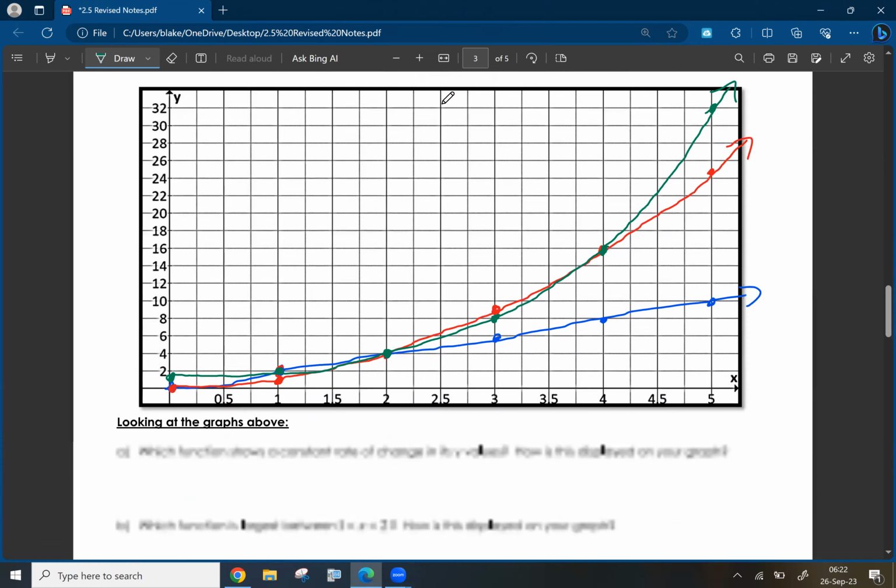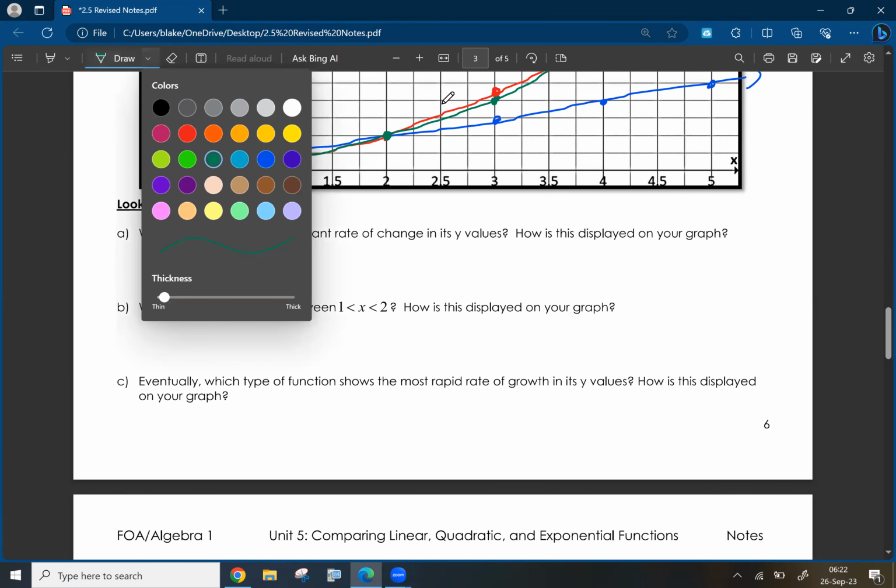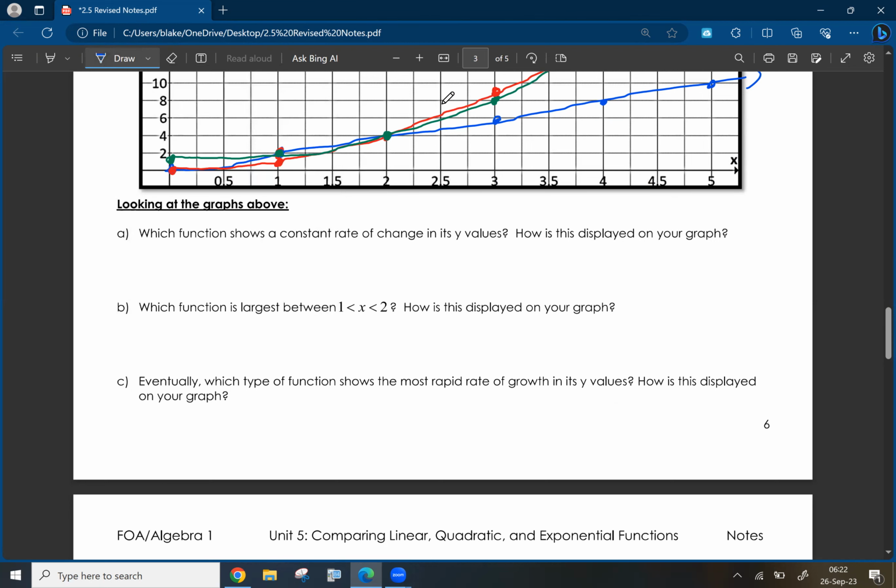So now we're going to answer the 3 questions down here. Which function shows a constant rate of change in its y values? A constant rate of change is one that's consistent. It's not going to curve. It's just the same old slope, repeating itself, making a line, which is going to be our y equals 2x function, which is our linear function, the blue one. Its line is straight, so it has a constant slope.